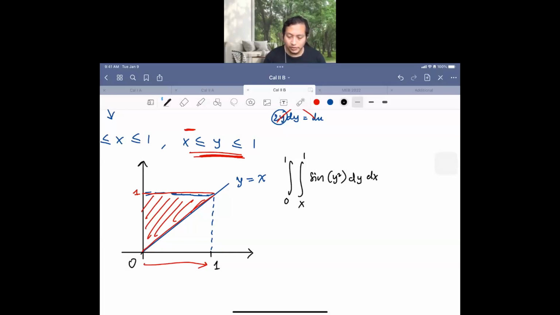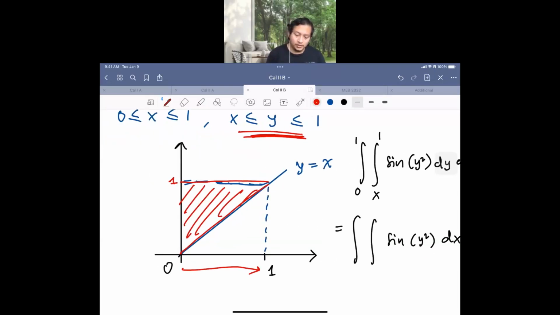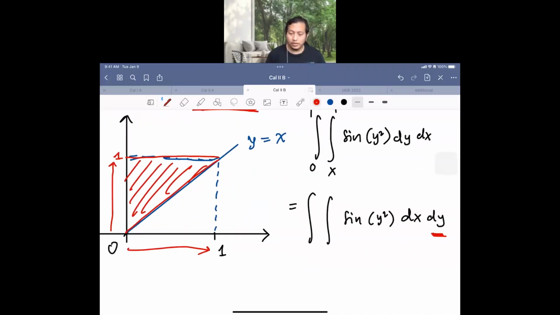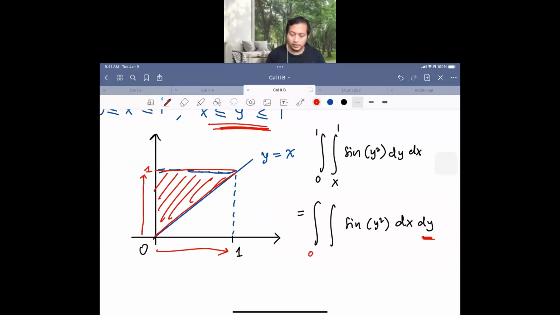This is the original one. So if you would like to change these integrations, it becomes dx and dy. So we are going to start and write dy in terms of its constant. The constant of y starts from 0 to 1, right? So we are going to write this is 0, this is 1.